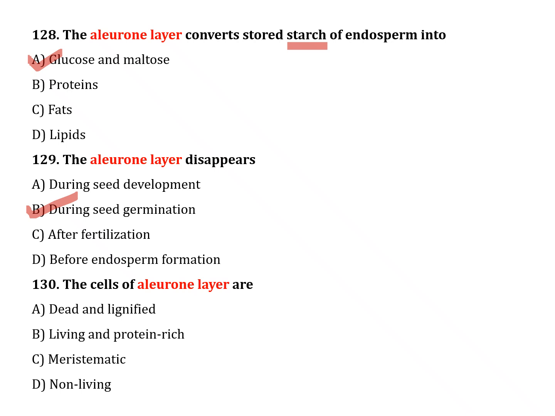The next question, number 130. The cells of aleurone layer are option A, dead and lignified. Option B, living and protein rich. Option C, meristematic. Option D, non-living. Correct answer is option B, living and protein rich.